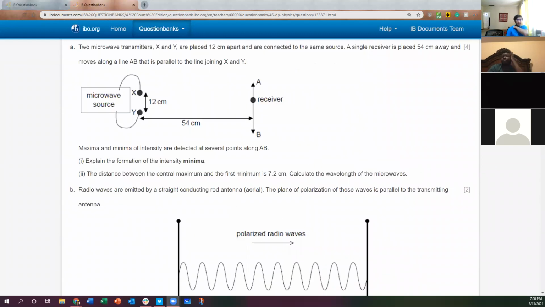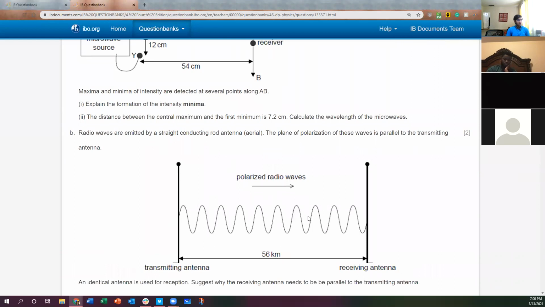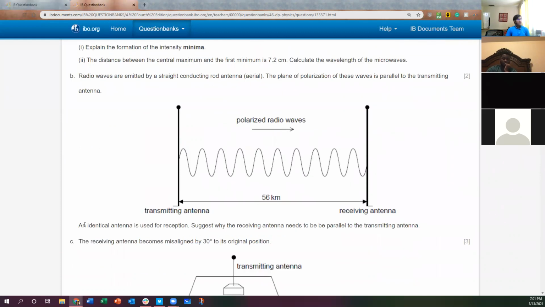Okay, radio waves are emitted by a straight conducting rod antenna, which is an aerial. The plane of polarization of these waves is parallel to the transmitting antenna. This is the transmitting antenna, and this is the receiving antenna. These are polarized radio waves. An identical antenna is used for reception. So now we have to explain something. Suggest why the receiving antenna needs to be parallel to the transmitting antenna. Why does the receiving antenna need to be parallel to the transmitting antenna?